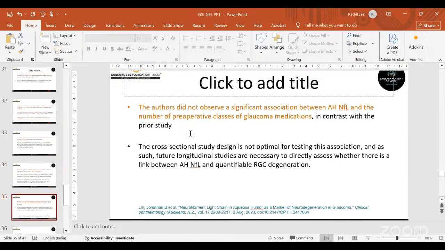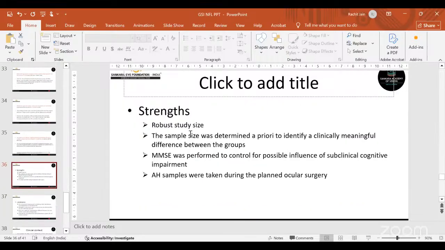The author did not observe a significant association between aqueous humor NFL and the number of preoperative classes of glaucoma medication, which was in contrast to their previous study. But to confirm this, the cross-sectional study design is not optimal for testing this association. As such, future longitudinal studies are necessary to directly assess whether there is a link between aqueous humor NFL and quantifiable RGC degeneration. So the strength of this study was the robust study size.